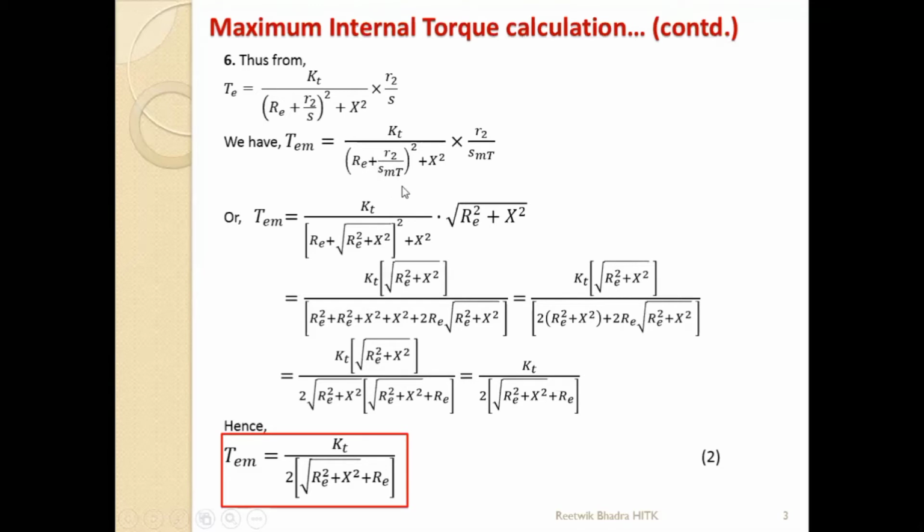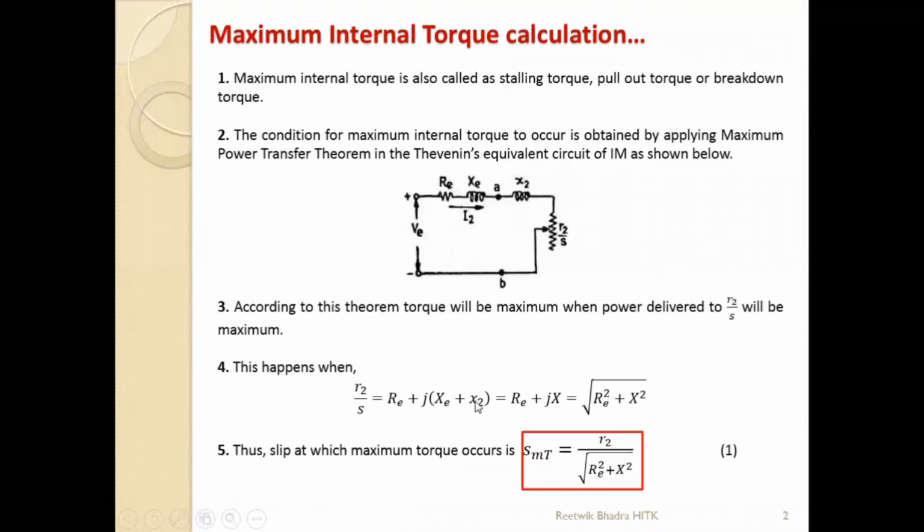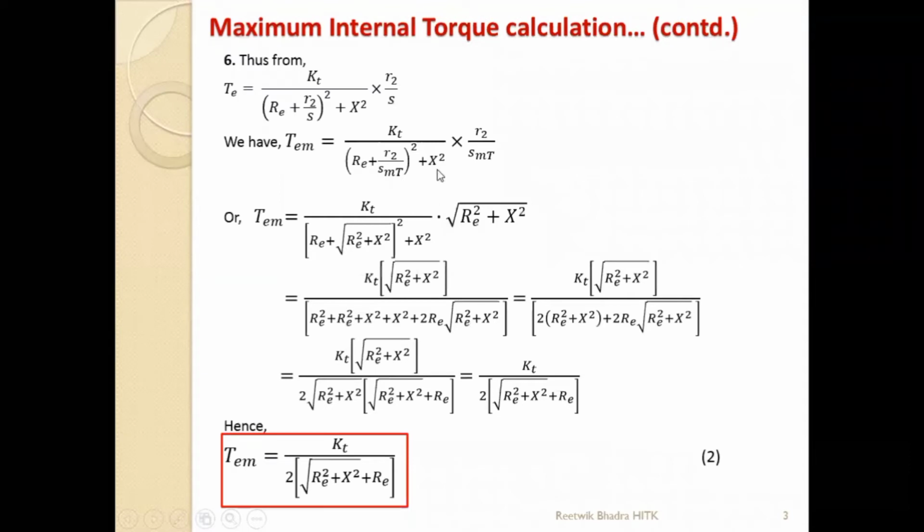At this slip, which torque occurs? Maximum torque occurs. So T can be replaced with TEM, torque of maximum value. S is replaced by SMT, and over here also there is an S, so it is replaced by SMT. Now, if you see in equation 1, R2 by SMT is equal to root over Re square plus X square. So wherever I am getting this term R2 by SMT, we'll replace it by root over Re square plus X square.